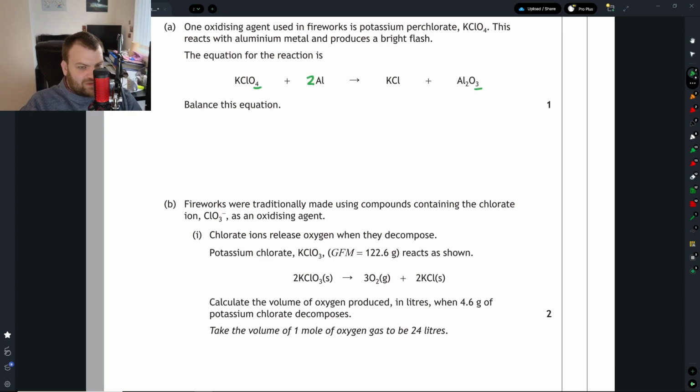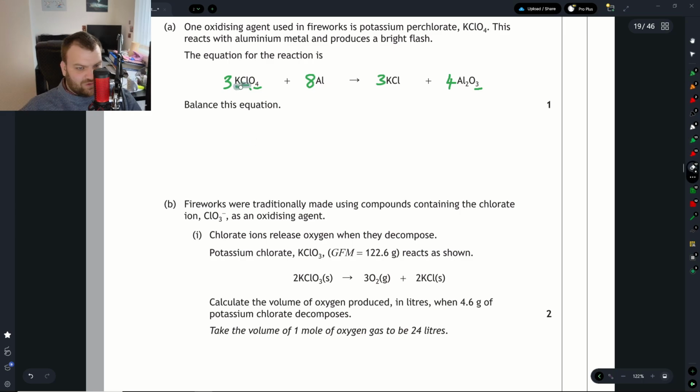Here, if we can get them both up to 12, that will give us the same number of oxygens. That means the first one needs times by 3, and the last one needs times by 4. That's going to then change my aluminium number. Now what I'd want to have is 8 aluminiums, because it's 4 times 2. We have 3 potassiums now, we need a 3 here. That fixes the chlorine problem, and oxygens we have 12 on both sides.